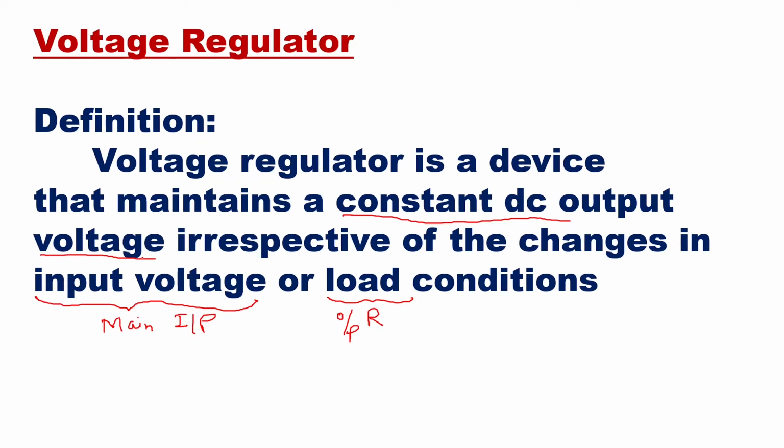So a voltage regulator is a circuit, or a device, that maintains a constant DC output voltage in spite of changes in input voltage or in spite of changes in load conditions. With that, your output voltage will remain constant.